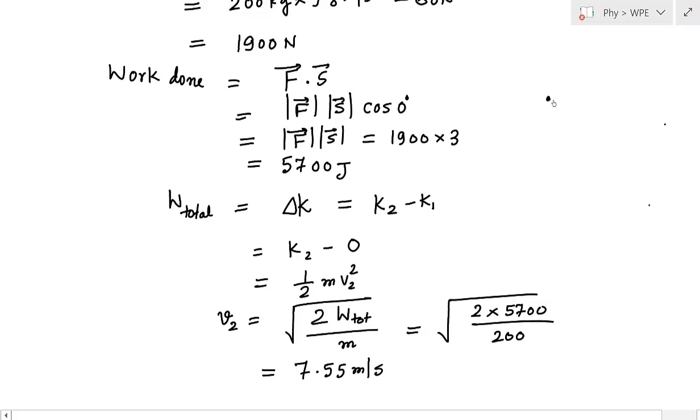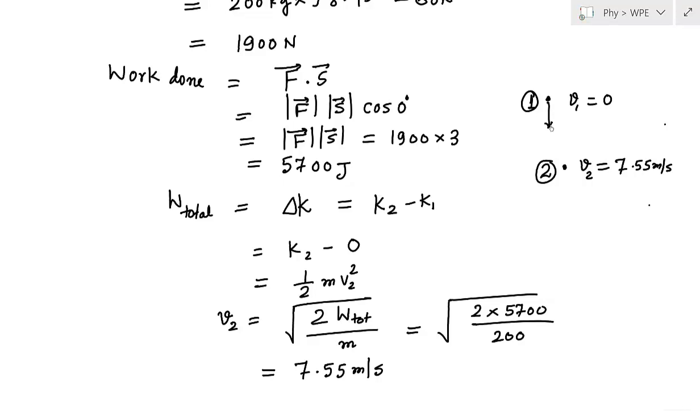So initially at point 1, the velocity V1 is equal to 0. At point 2, it has a velocity of 7.55 meter per second. So you see, velocity has increased. Why has this velocity increased? Because in this case, gravity is doing work. Friction is also doing work, but friction is doing negative work and gravity is doing positive work, and the gravity work done is more compared to the frictional work done, and that's why the velocity of this hammer has increased from point 1 to point 2.